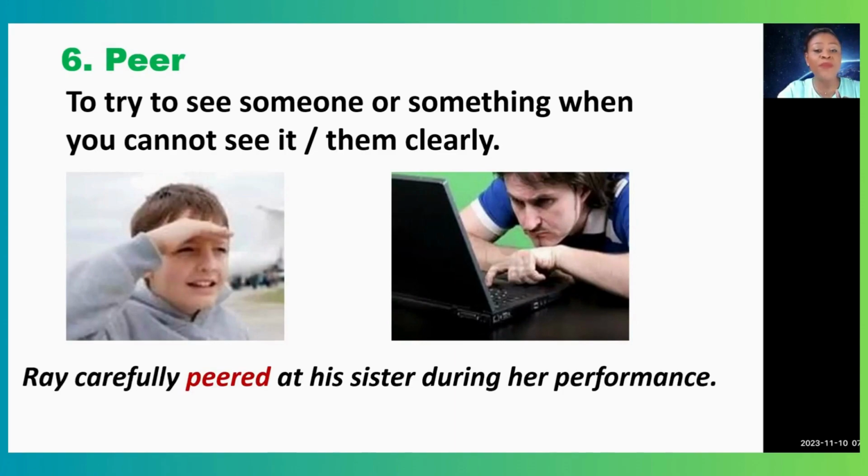Ray carefully peered at his sister during her performance. Maybe Ray's sister is a cheerleader, and there are many students or many people performing, and Ray's sister is one of them. So his focus is on his sister. He peered to see what the sister is actually doing.